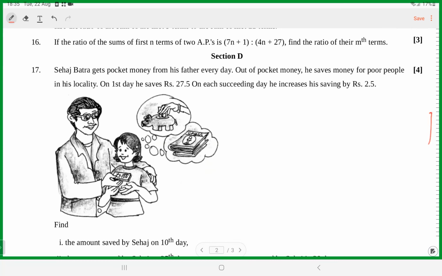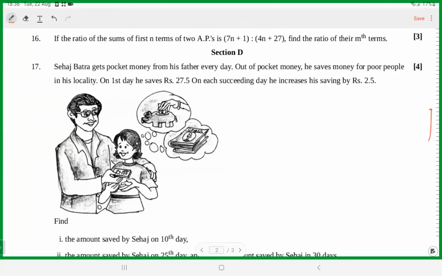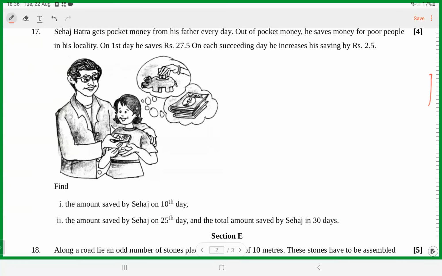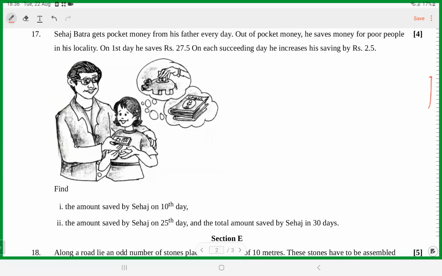We'll solve these questions and then we'll go. 7 days. It's visible, right? Angad, can you read it? They are saving money for his father every day. Didn't you also do like this?